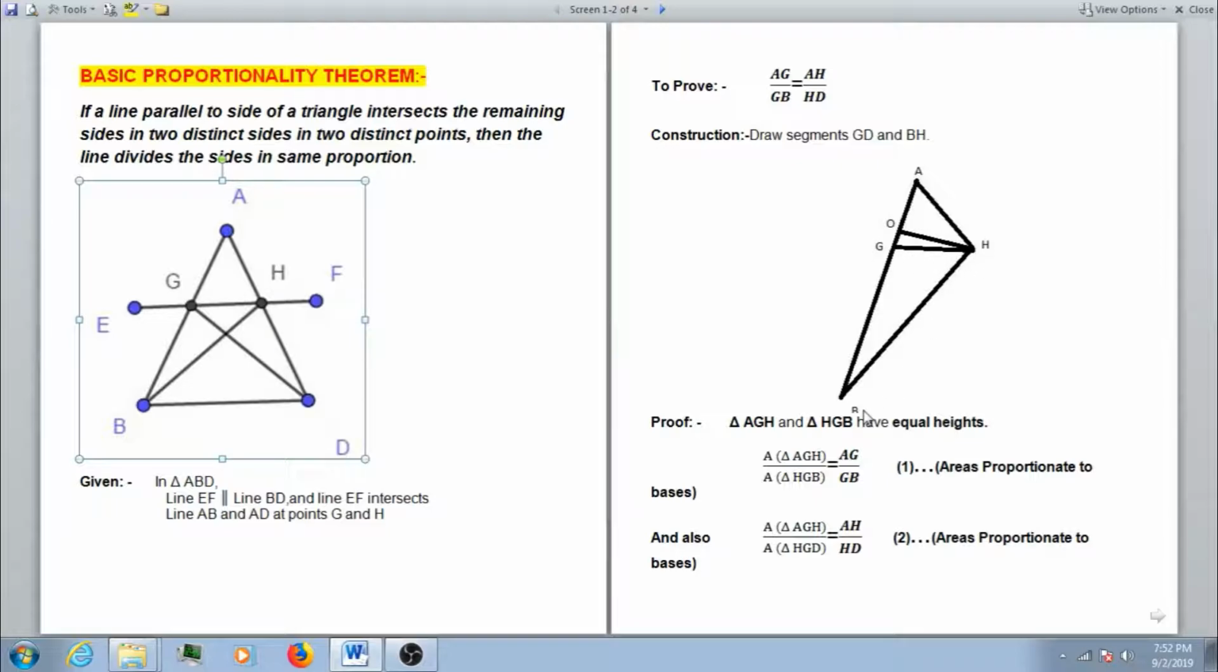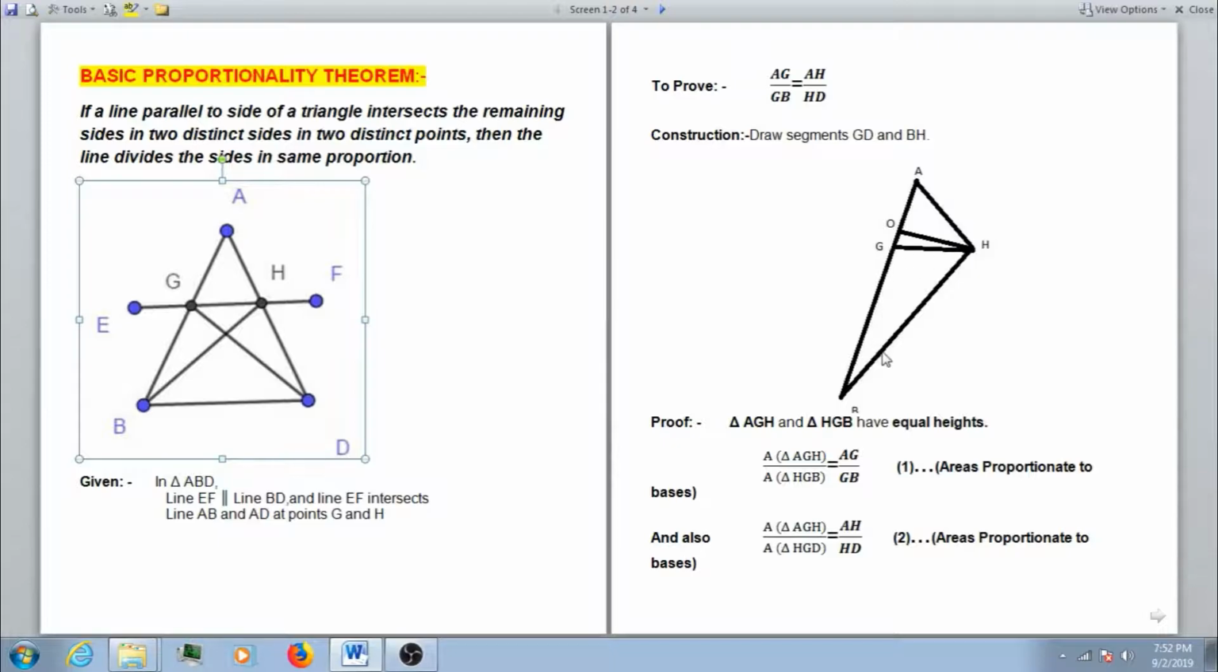Okay, so now if we draw the height of these two triangles from point H, then we can say OH is perpendicular to the base AG of triangle AGH, as well as OH is perpendicular to the base AB. Or we can say that OH is the altitude of the triangle HGB as well.